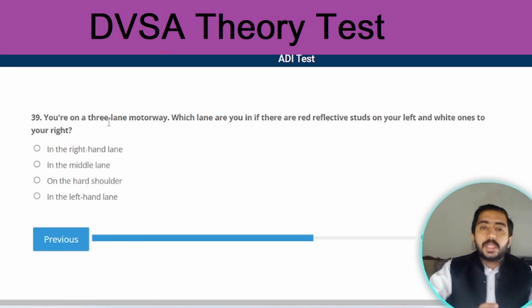You are on a three-lane motorway. Which lane are you in if there is a red reflected stud on your left and white ones to your right-hand side? The correct answer is the left-hand lane. Option D is the correct one.